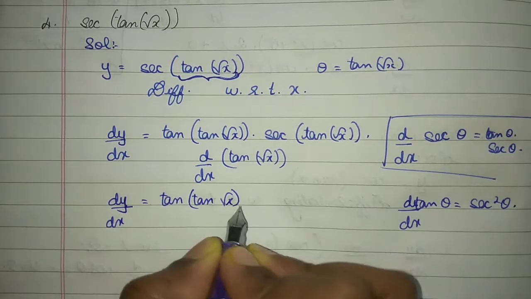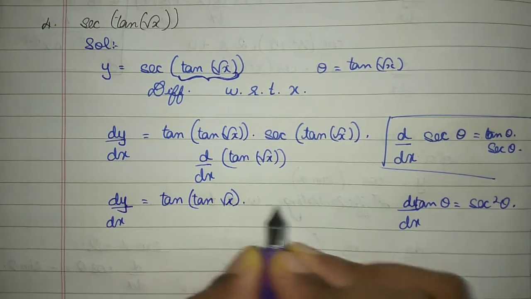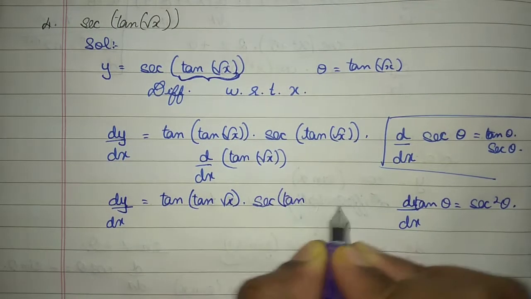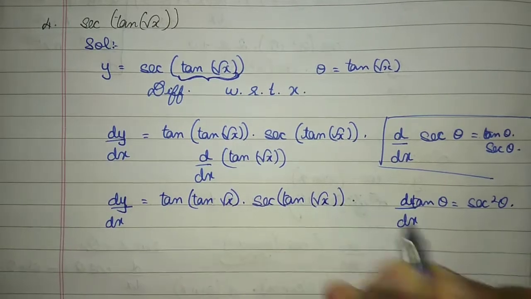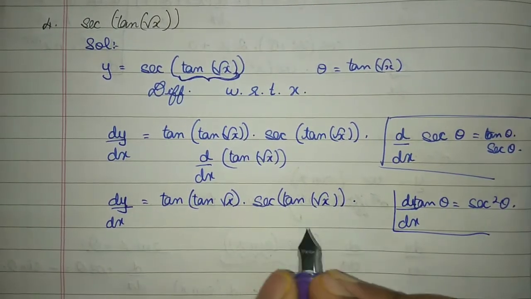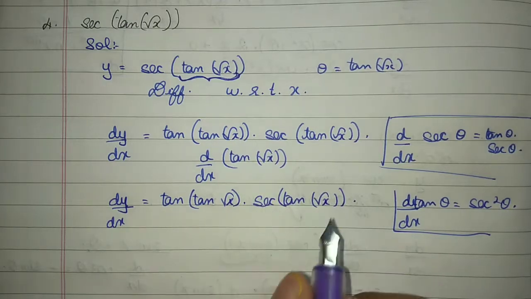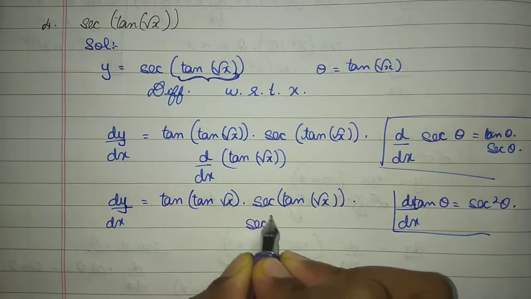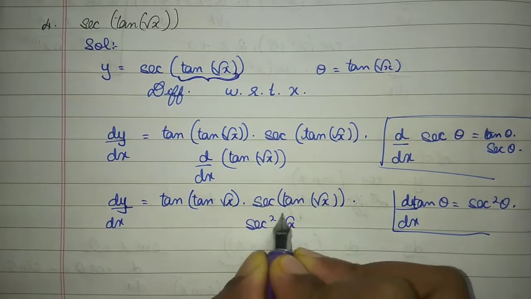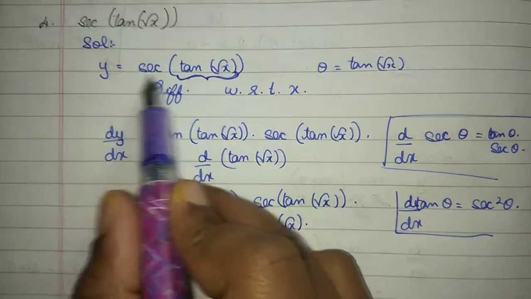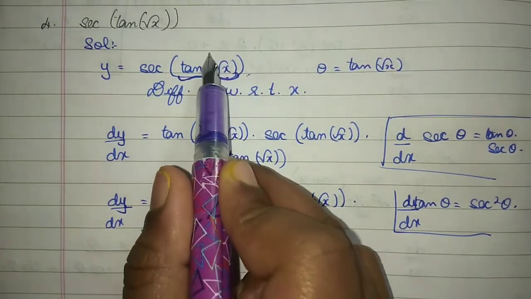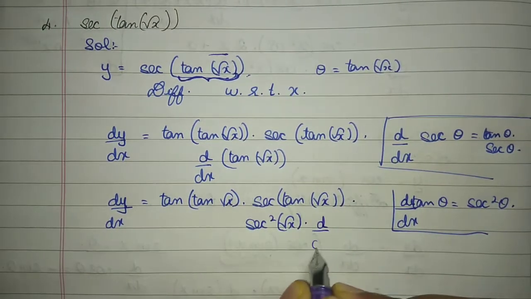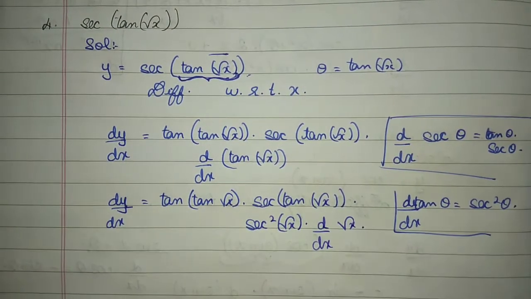So dy by dx is equal to tan of tan root x. Again I'm saying this is not tan square root x. Okay, so it is tan of tan root x secant tan root x into, I don't have place here, so let me write it here itself. So what is the derivative of tan root x? It is secant square root x. Secant square root x into, so we finished the entire function and for tan, and now we have for root x. So now I will write d by dx of root x.